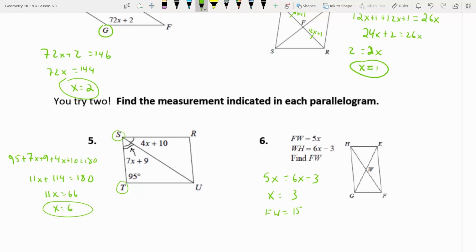And then in this second one, they gave us this piece, and they gave us this piece, so we would set them equal to each other, since our diagonals are bisected. And when I solved that out, I got x equals 3. And plugging back in, seeing that we had to find FW, 5 times 3 is going to give you 15.